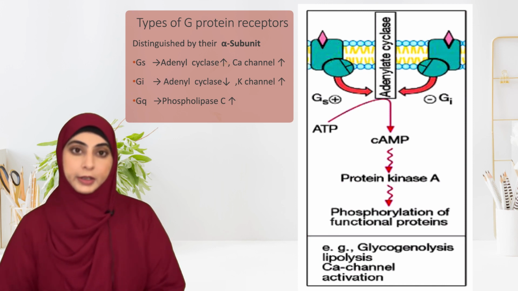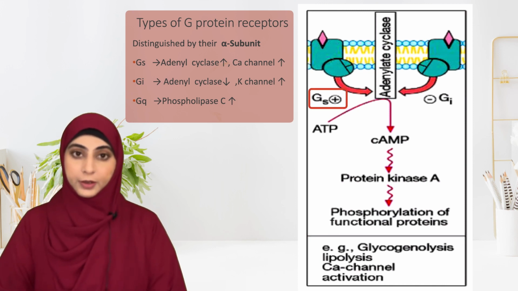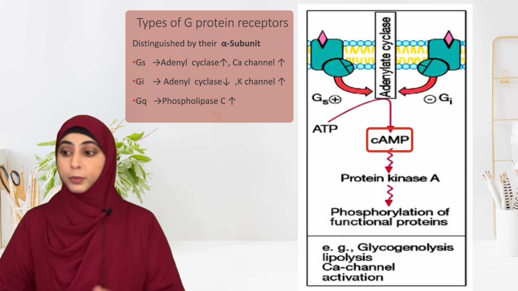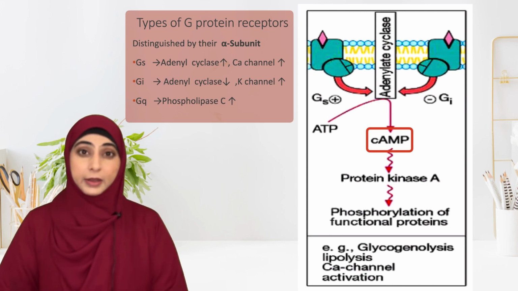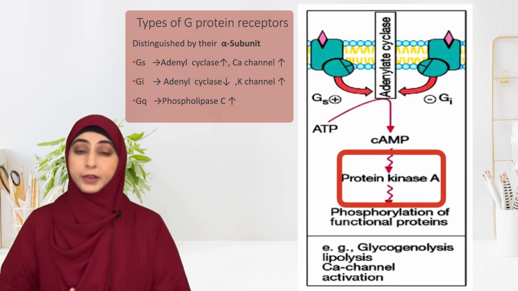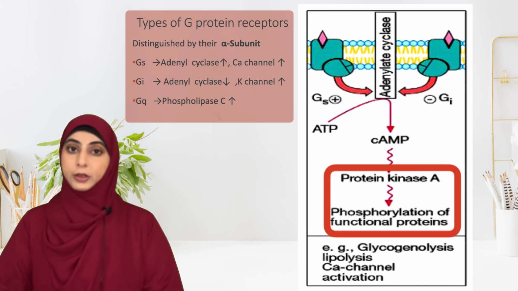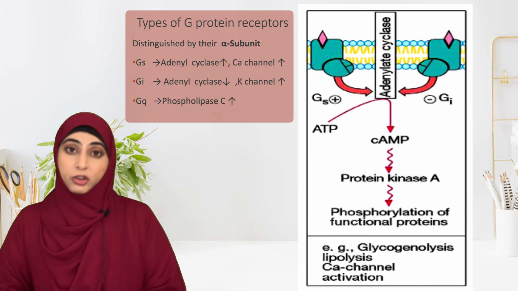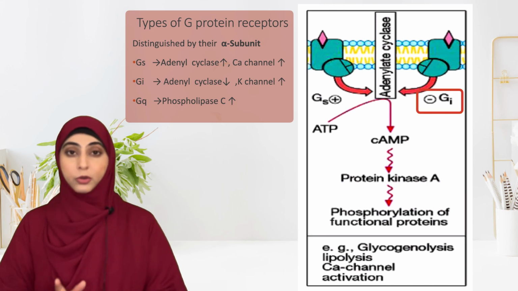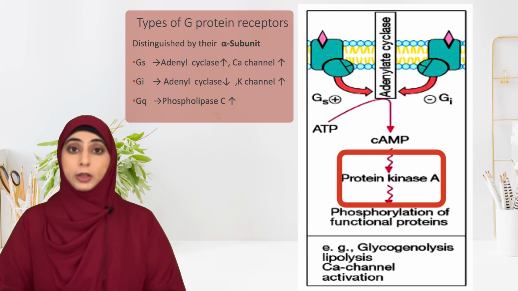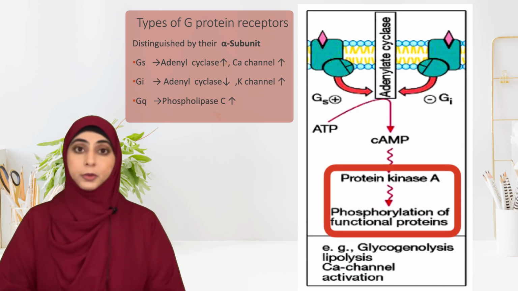Moving into further detail, whenever GS is stimulated, it will cause stimulation of adenyl cyclase. Adenyl cyclase will result in formation of cyclic AMP from ATP. The cyclic AMP then activates protein kinase A. Protein kinase A causes phosphorylation of the downstream molecules. All of this is inhibited by GI protein. GI will cause inhibition of adenyl cyclase. Cyclic AMP will not be formed, protein kinase A will not be activated, and the downstream mechanisms will not occur.